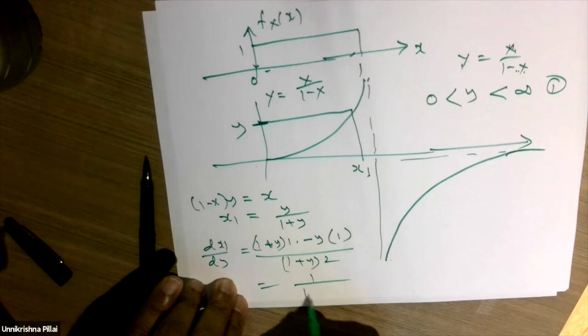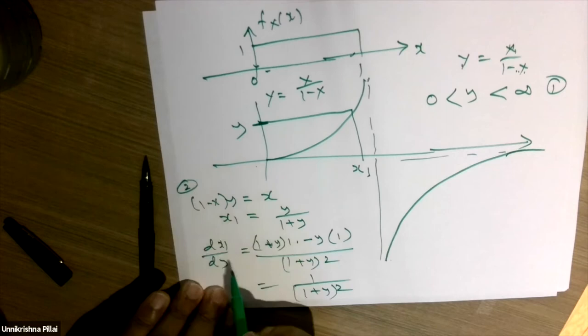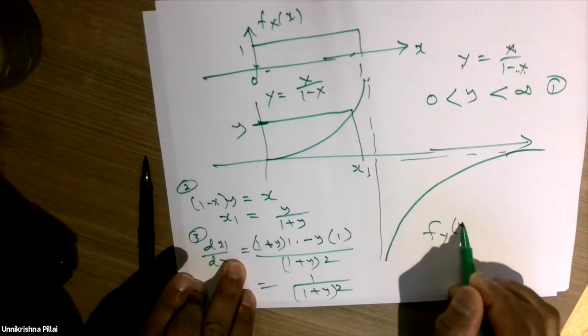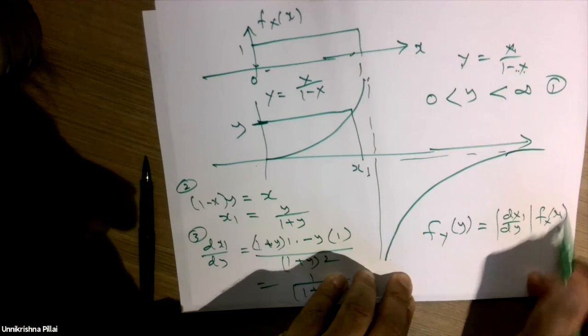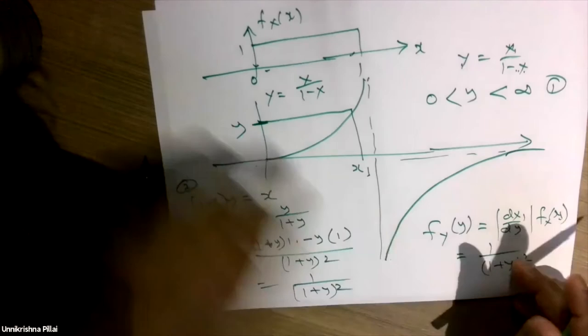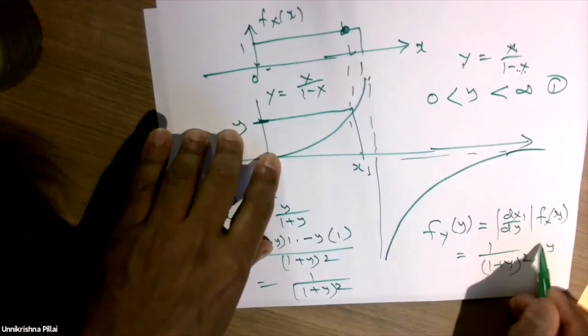So this is step number 2. I found the roots. Step number 3, and finally, I'm ready to substitute into the density function. So the last one is to use the formula. There's only one root, dx1 by dy, multiplied by fx of x1. dx1 by dy is here, 1 plus y the whole square. fx of x1, look at here, x1 here. If I go upstairs, that value is 1, multiplied by 1. So y between 0 and infinity. That's the answer.